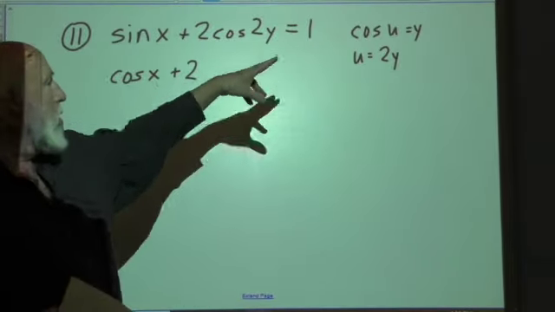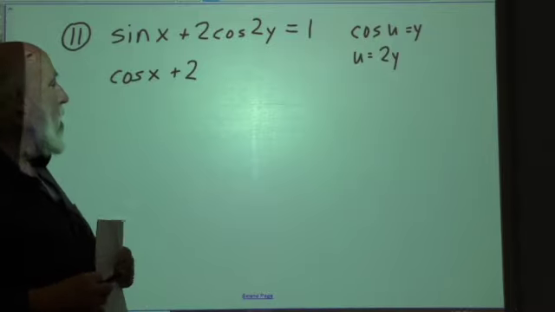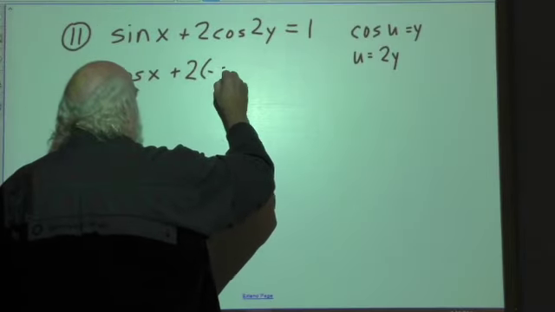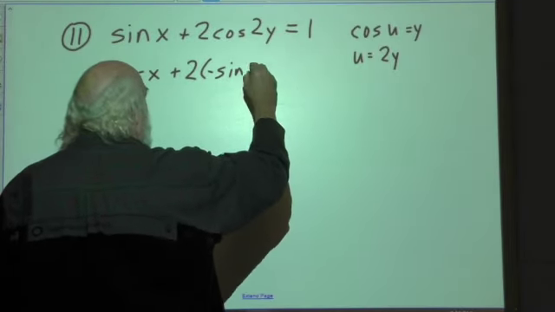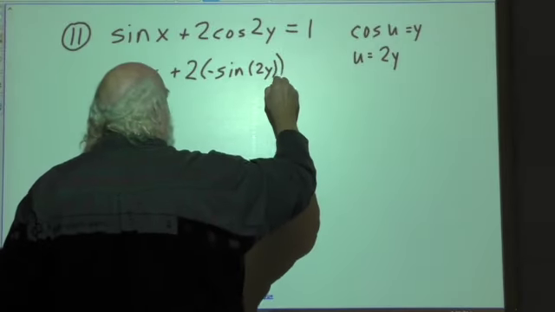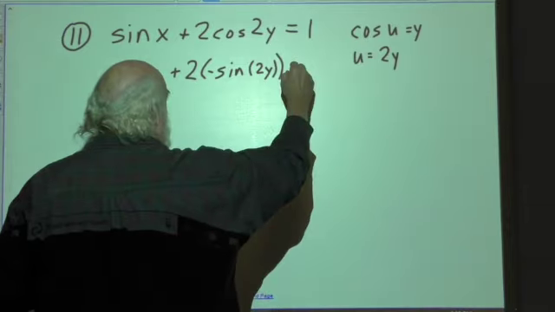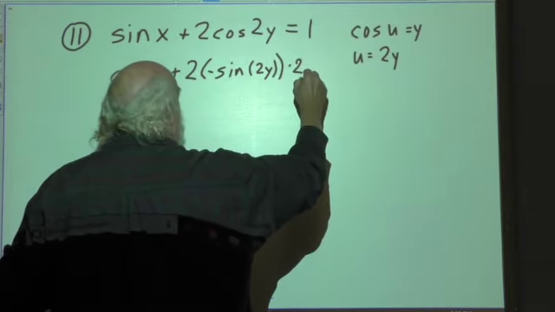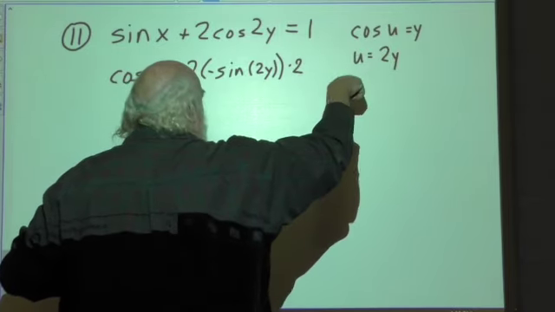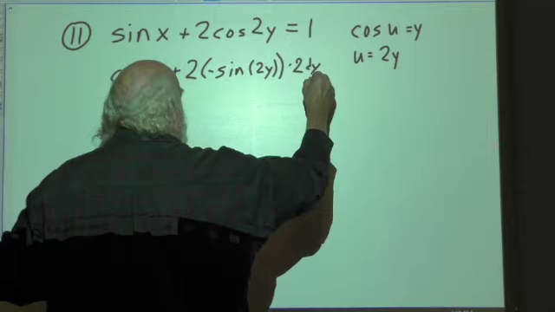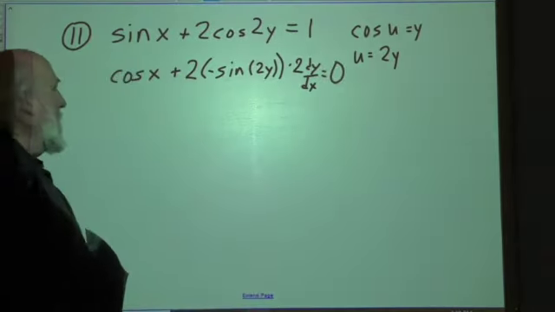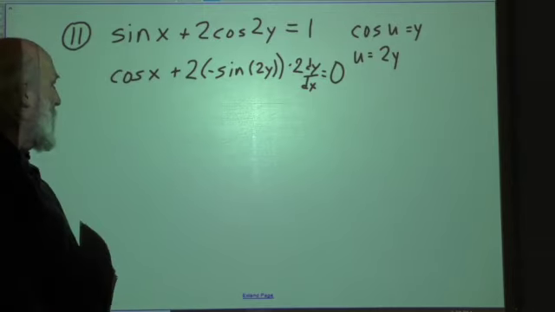Okay, so we know that the derivative of the cosine of u is the negative sine of u, but u is 2y, right, times the derivative of u, which is going to be 2. There's a 1 here that multiplies, then you lose the y. And this is dy dx, and the derivative of 1 is 0. So that's what it equals, 0. So this is what we got to start with.